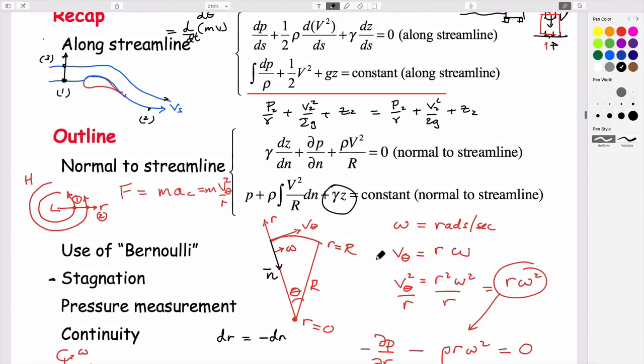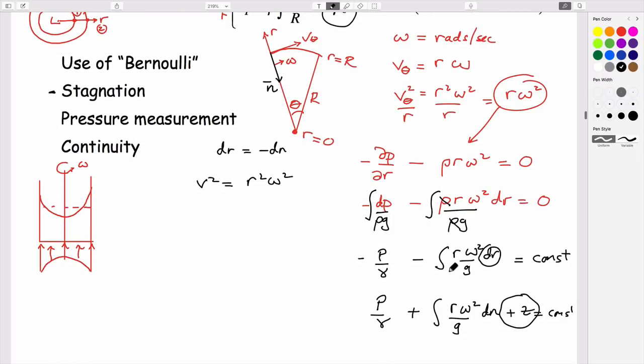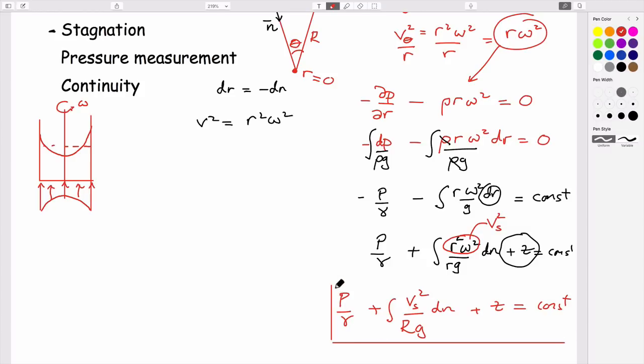And so I guess the other thing I need to make the substitution for is that v squared is equal to r squared omega squared. So in other words, this would be r squared, and then this term here would be the streamline velocity squared. And so the final term should be something like p over gamma plus vs squared over uppercase R times g integral dn plus z equals constant. So anyway, you'll never have to do that derivation, but that illustrates maybe where this expression comes from.